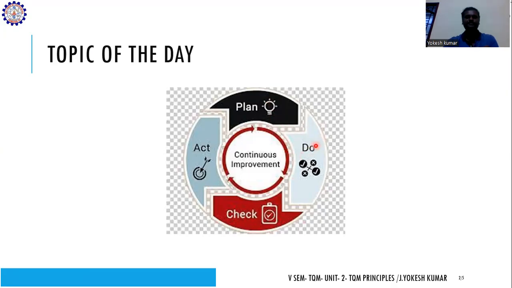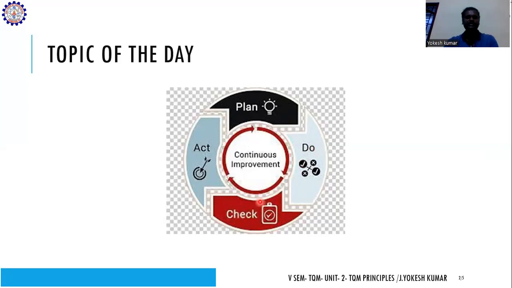Next, do. Do means we are performing operations. For example, machining is a process. To do machining, we need to calculate manpower, machine requirements, the quantities we are going to produce, etc. That is under the plan stage. In the do stage, we perform the machining operation with the available machines and manpower. Finally, we get outputs in the form of components.